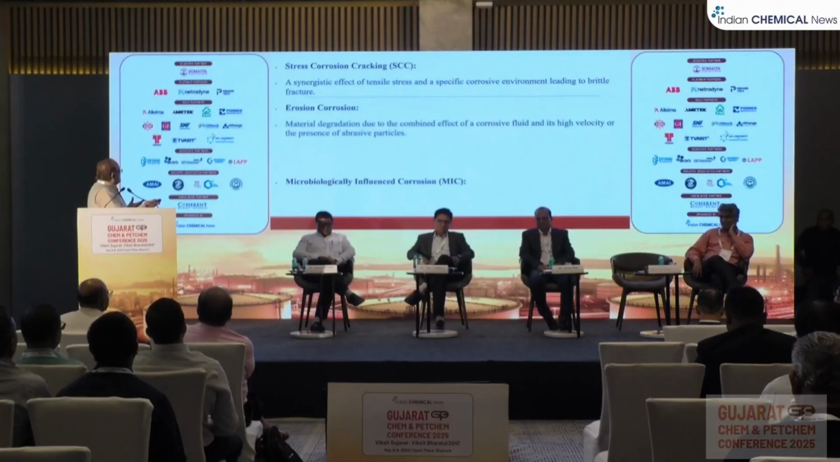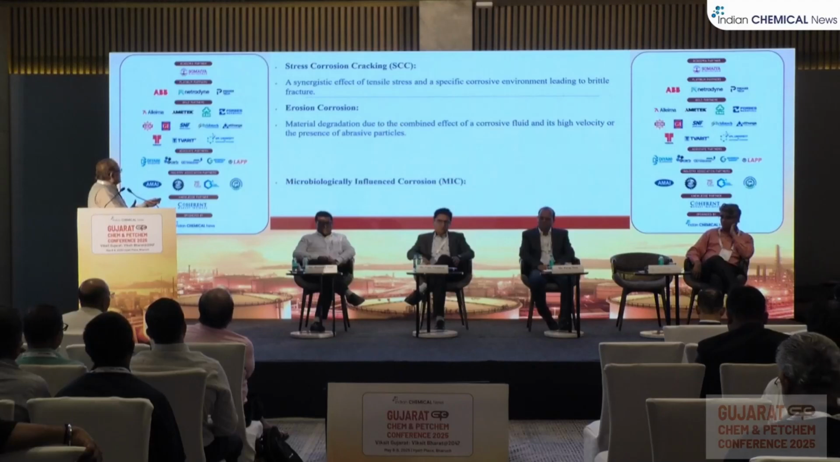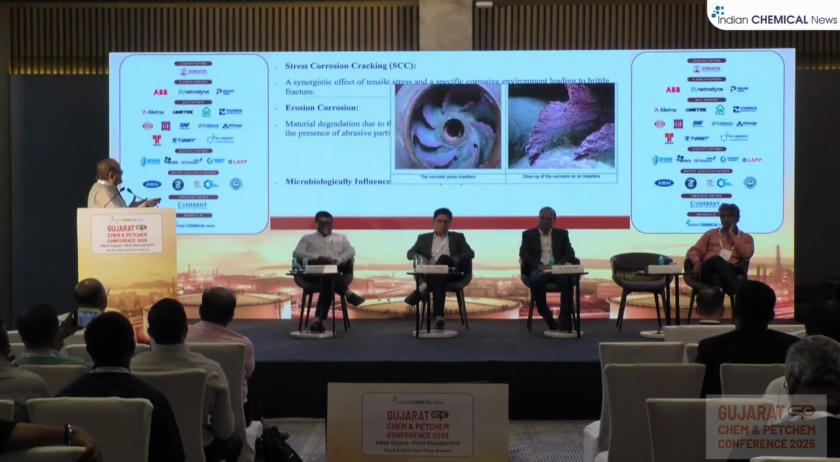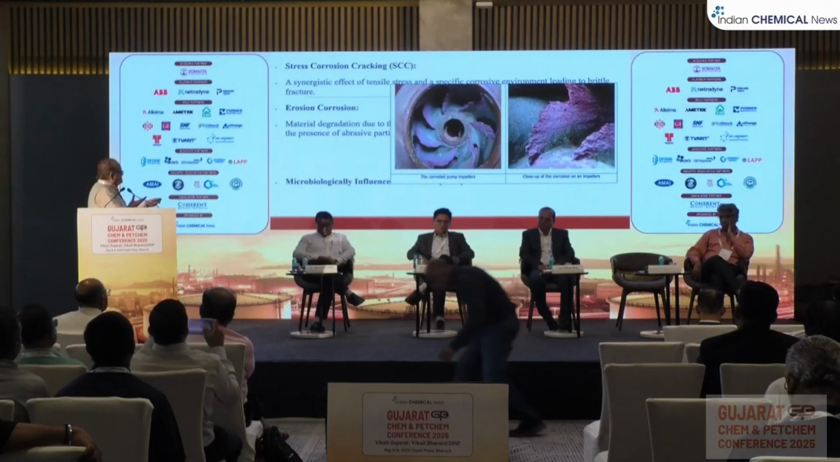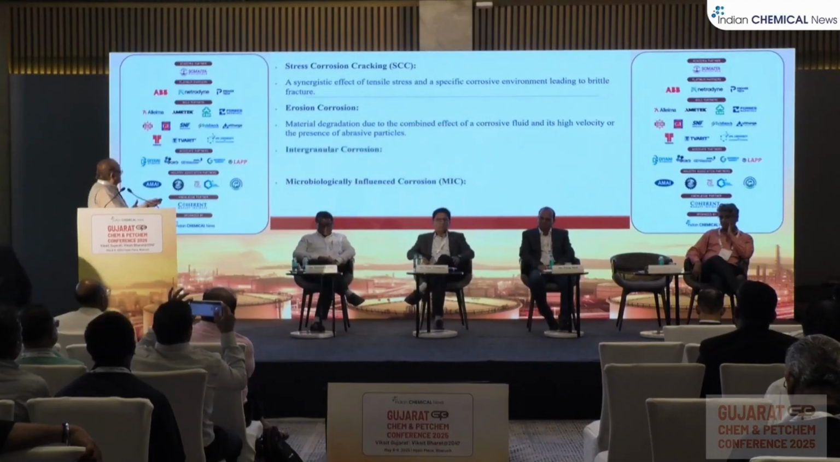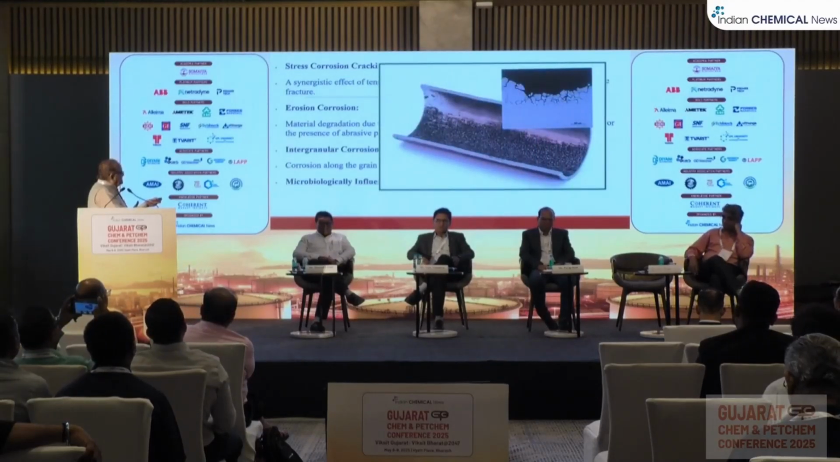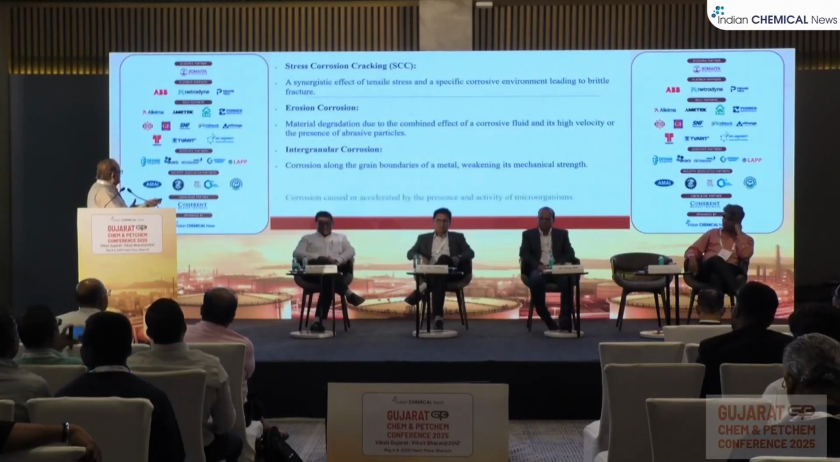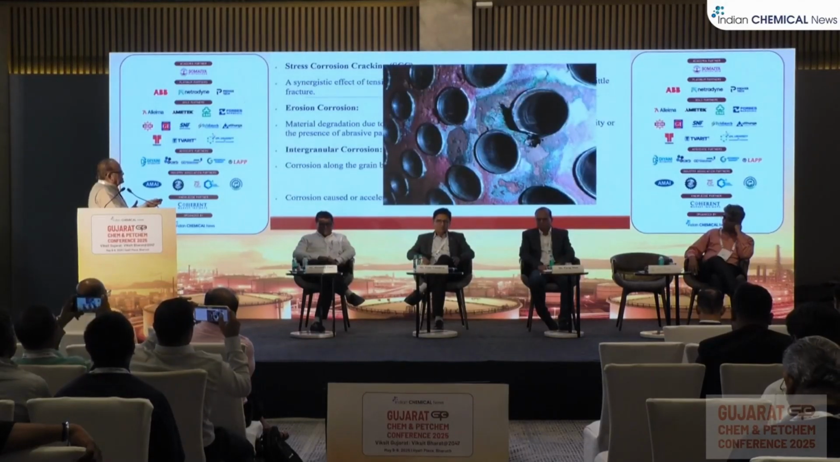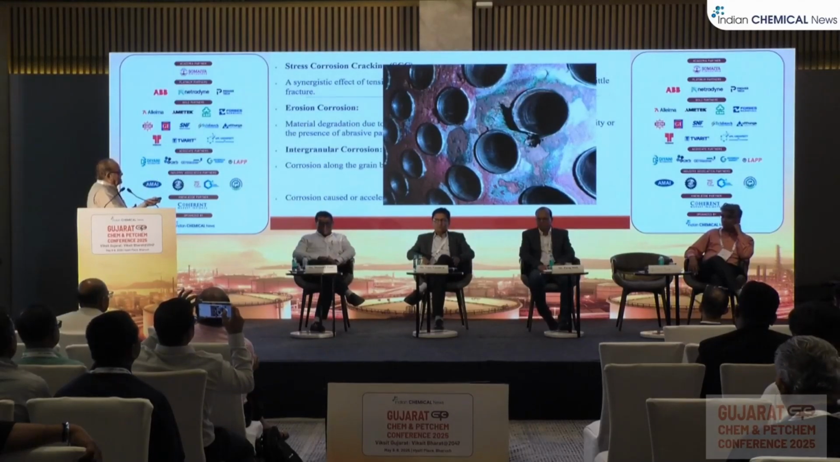Erosion corrosion: material degradation due to the combined effect of corrosive fluid and its high velocity or the presence of abrasive particles. Like this, it is a quite known phenomenon. Intergranular corrosion: corrosion along the grain boundaries of metal, weakening its mechanical strength. These are the ugly faces of the problem we always face. Then comes corrosion caused by MIC, accelerated by the presence and activity of microorganisms. Like this, when you open a heat exchanger, you might have seen this color. It seems like there is copper material, copper sulfate like that.